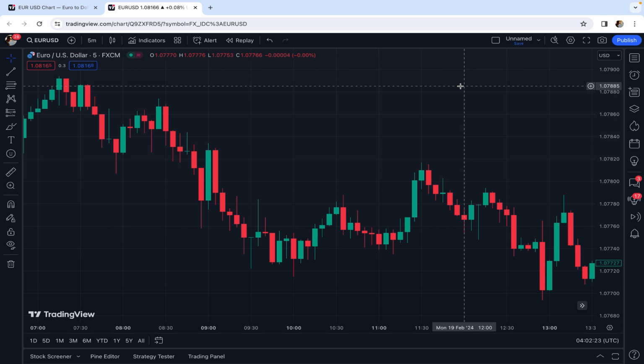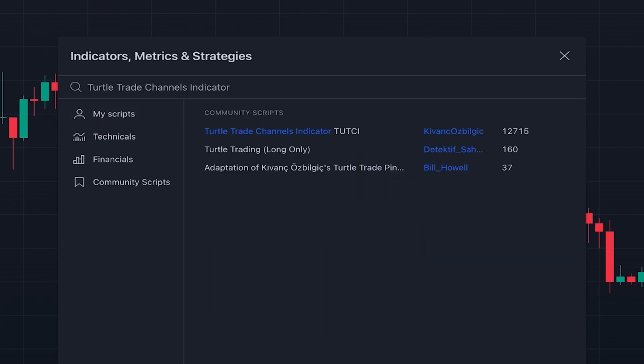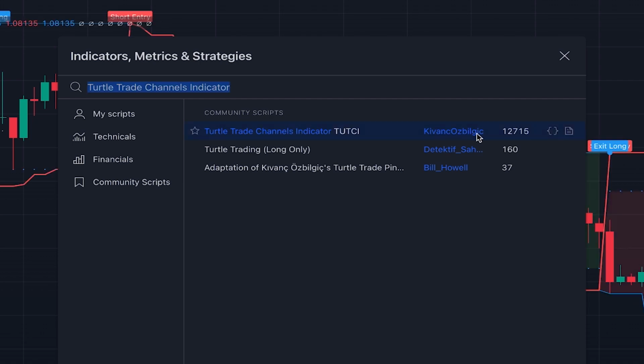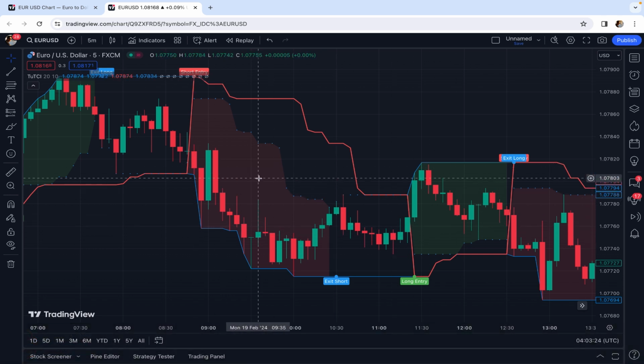In this trading strategy, we have two indicators. The first indicator that we want to add is Turtle Trade Channels indicator. This one, which is written by Kivanc Ozbilgic. This indicator is based on a famous trading system that has proved to be profitable and consistent over the years. It's built based on Donchian channels and it was mainly used on higher time frames, but in this strategy, we're going to use the generated buy-sell signals on lower time frames in conjunction with another indicator.